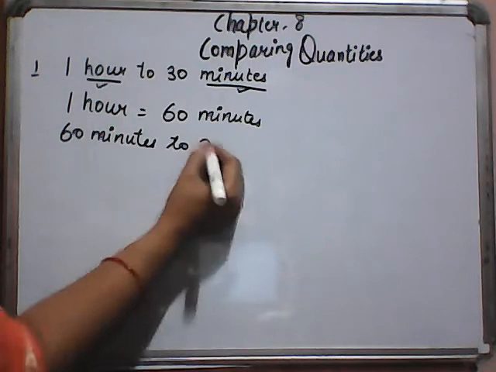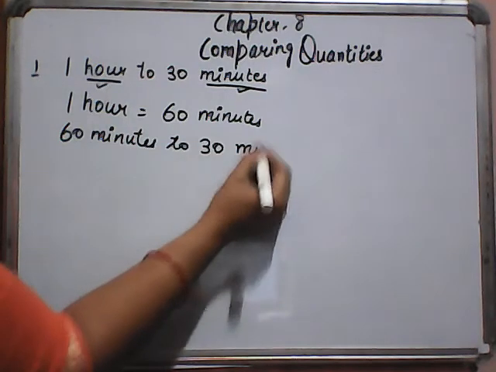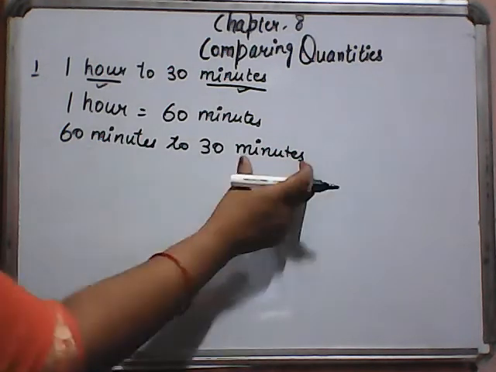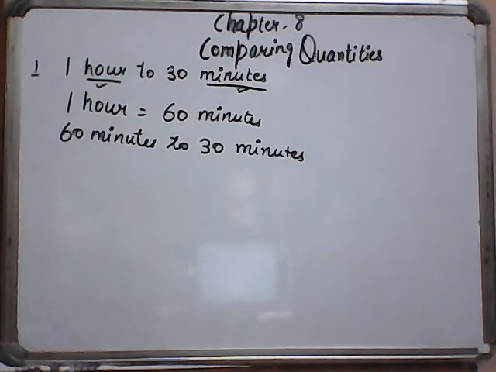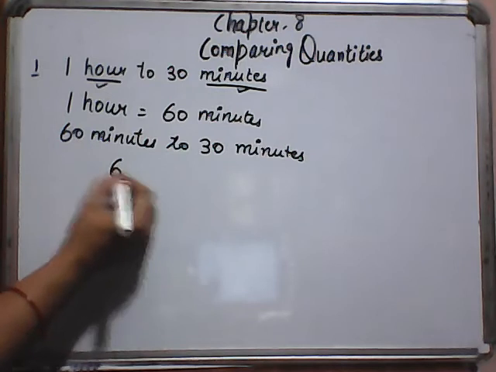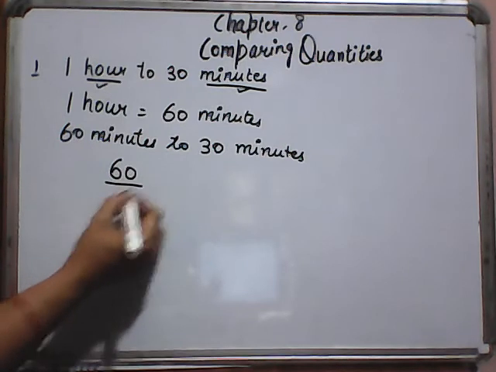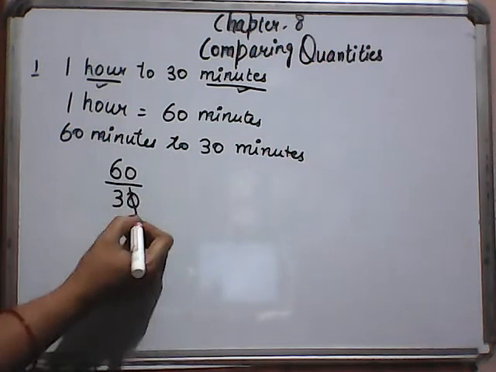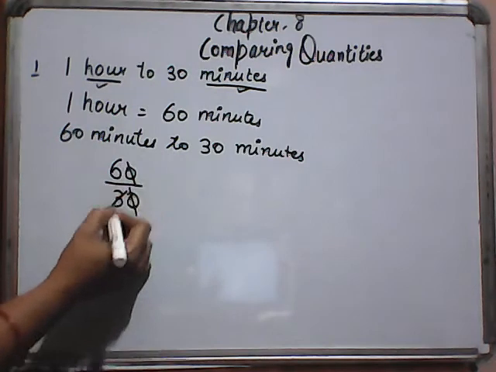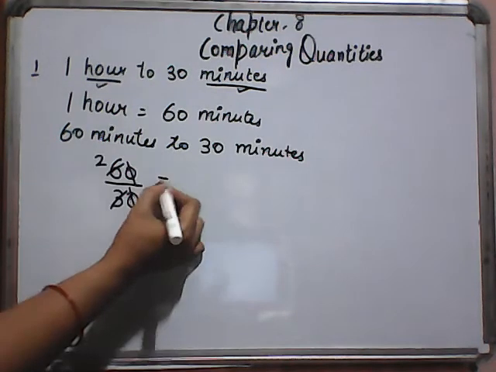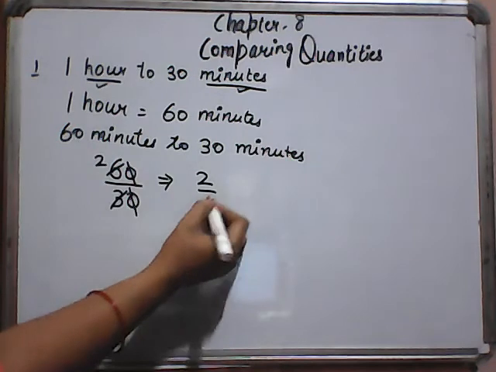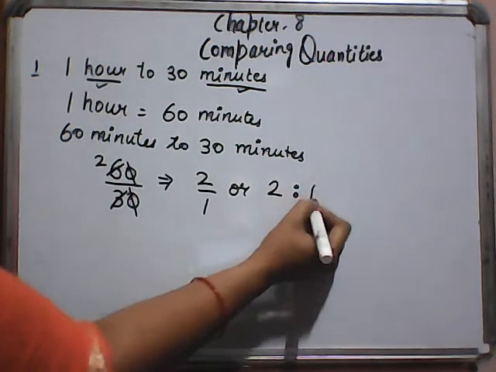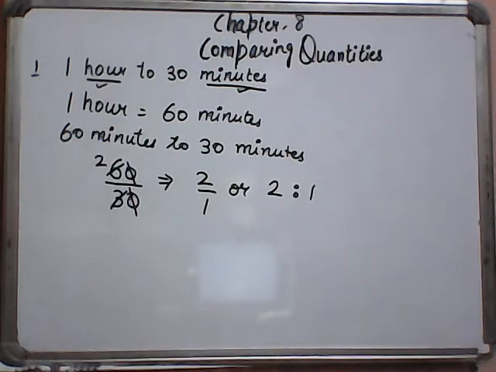To 30 minutes. Now here both these are of the same kind, minutes and minutes. Now we can convert it into a ratio. Ratio can be written in the form of fractions. 30 by 60, 0 is cancelled out with 0, 3 twos are 6. It can be written as 1 divided by 2, or you can say 1 ratio 2. In this way, you can find out the ratio.